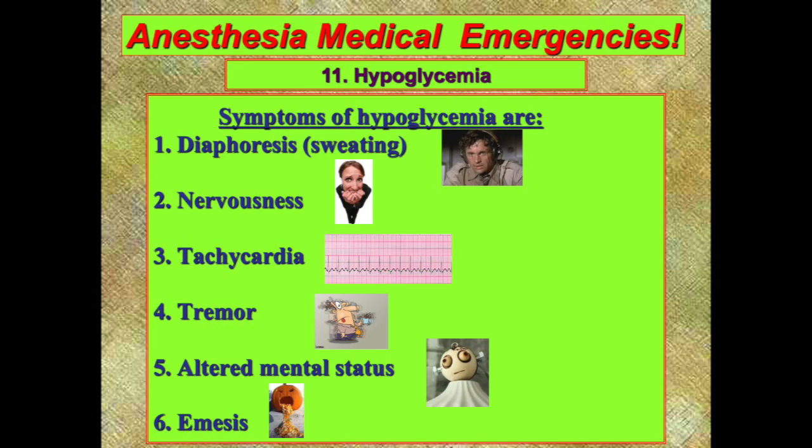Let's talk about hypoglycemia. So this is going to be low blood glucose, low sugar. Symptoms, and it's going to be really similar to the vasovagal response, are going to be sweating, which is called diaphoresis, jitteriness, nervousness, tachycardia, tremor, altered mental status. They may be talking or vocalizing funny, if at all, and then emesis can also occur.